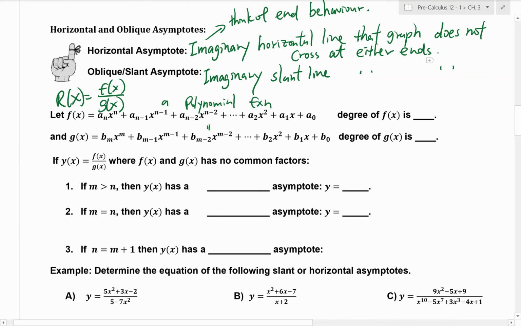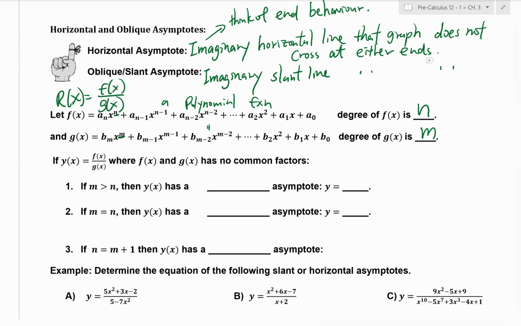And let's say in this case, for f, the degree of f of x, hopefully you recall, the degree of a polynomial function is the highest degree, the biggest power you have. So in this case it's n, right? That is the biggest exponent that we can have. The degree for the denominator in this case is m, right? That's the biggest exponent you can have, so that's m. That's the degree of g. So to tell whether we have horizontal asymptote or slant asymptote, it depends on the degree of the polynomial functions.